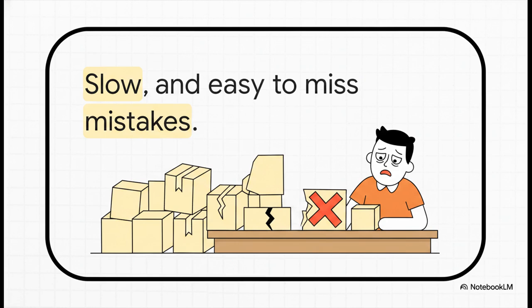Now, what actually happens when you do things this way? Well, the result is incredibly slow, and it is terribly easy to miss mistakes. I mean, we're human. We get tired, we get distracted, we overlook things. When your entire production relies on these manual handoffs from one person to the next, bottlenecks are basically guaranteed. It's super frustrating for the workers who are totally stressed out, and it's awful for the customers who end up getting a broken product just because someone forgot to check a single screw.